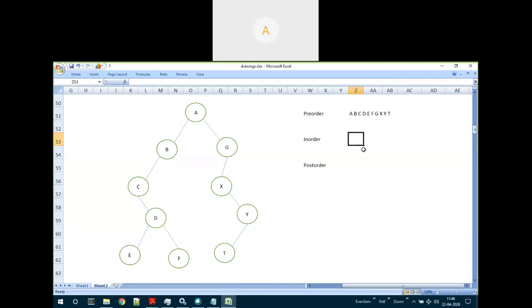E. We are doing what? In-order. In means in between: left and right, I have to visit the parent. Now, who is the parent? A is the parent. So can I visit A now? I cannot. I have to visit its left part first, then only I can visit A. Correct? Who is left of A?